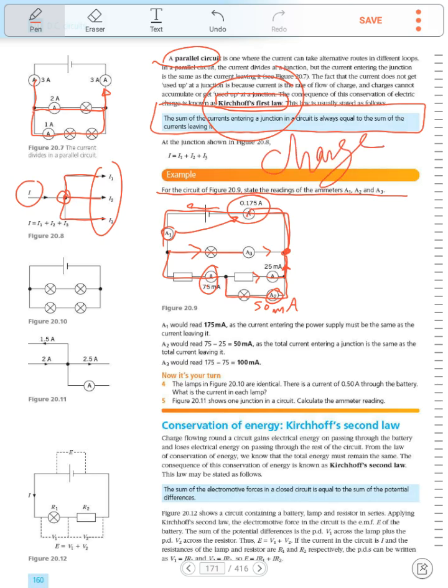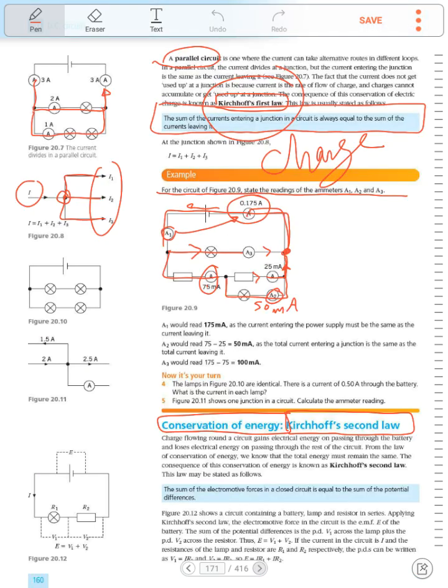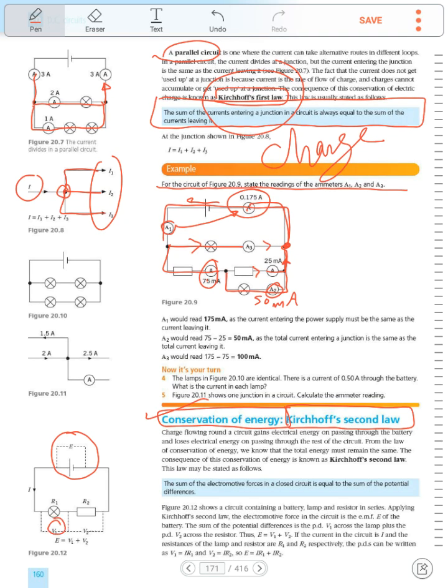What about Kirchhoff's second law? Kirchhoff's second law is a conservation of energy. Remember this very well: conservation of charge for Kirchhoff's first law, conservation of energy for Kirchhoff's second law. In Kirchhoff's second law, the sum of electromotive forces equals the sum of the potential differences. The sum of electromotive forces in a closed circuit is equal to the sum of potential differences.